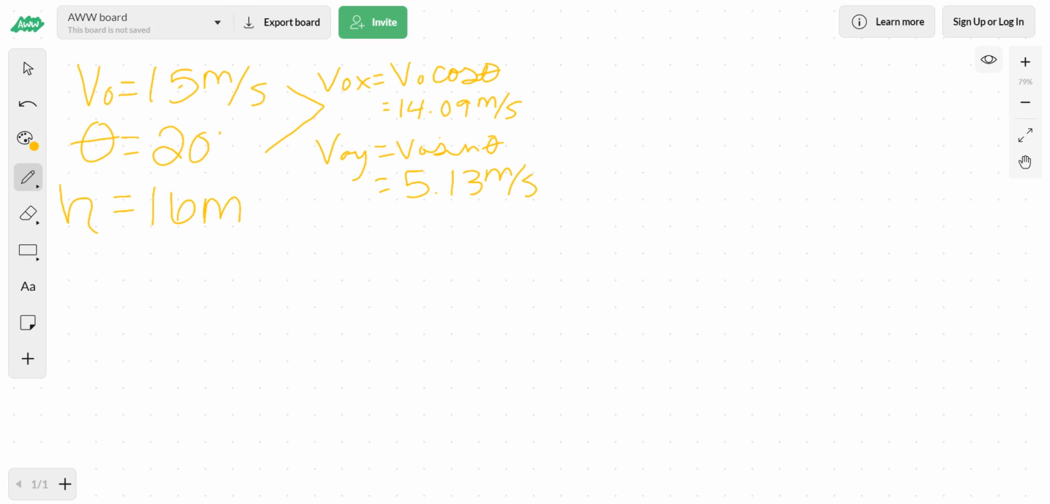Okay, so we want to find time up. And time up is from the cliff to the peak. So we're going to use V final y is equal to V initial y minus gravity time. So you can see plus gravity time or minus gravity time. Doesn't matter. The fact is gravity is going to be -10 and it's going to act opposite the motion of the object. So that's going to give us this relationship: 5.13 minus 10t, and that's time up. So time up is equal to 0.513 seconds.